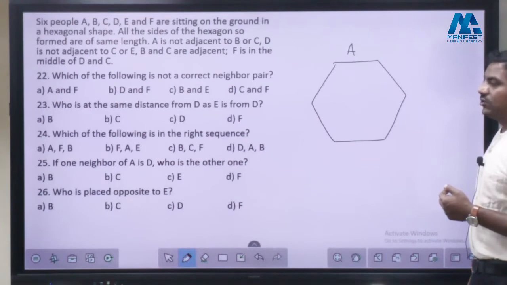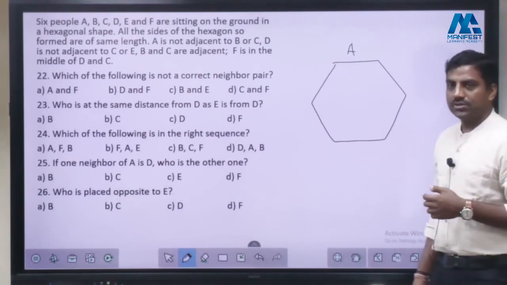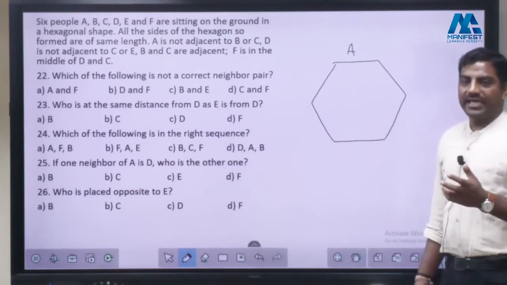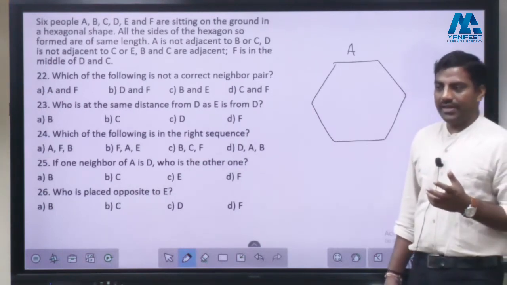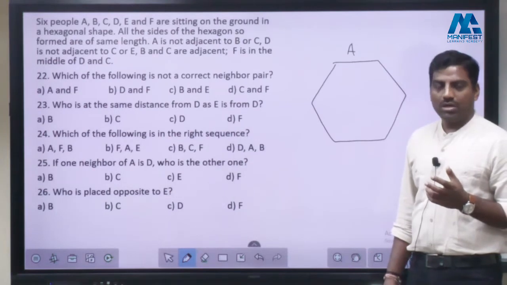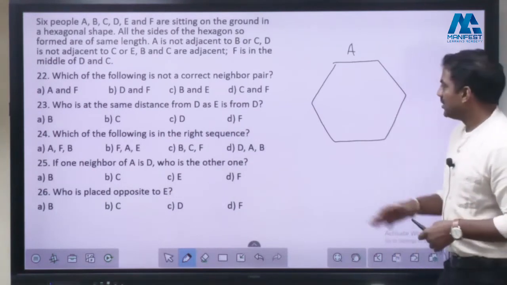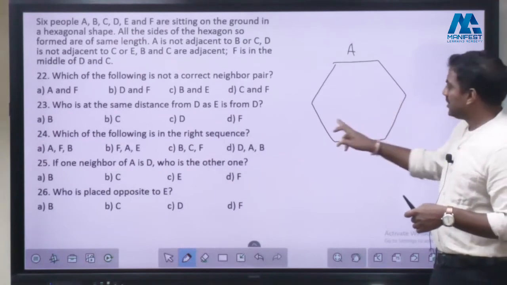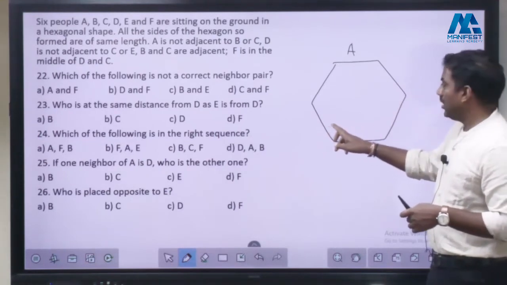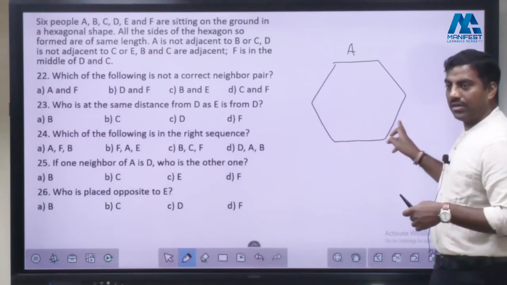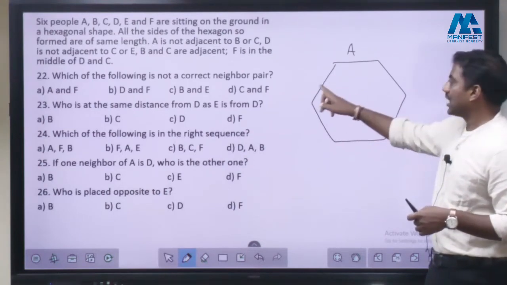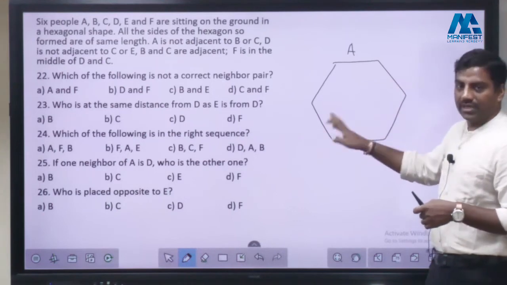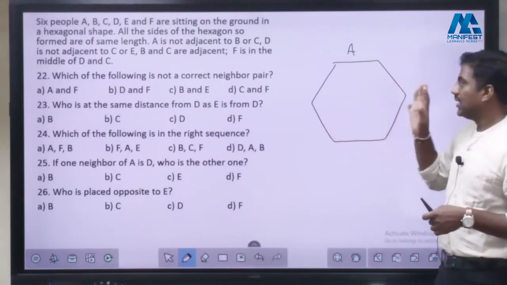D is not adjacent to C. So there are a lot of problems. A cannot have B and C in the neighborhood. C and D cannot be adjacent either. So the position of C will come somewhere here. If C comes here, D's position can be this and this. If C comes here, D has to come here. So there is a lot of complication. Let us wait.